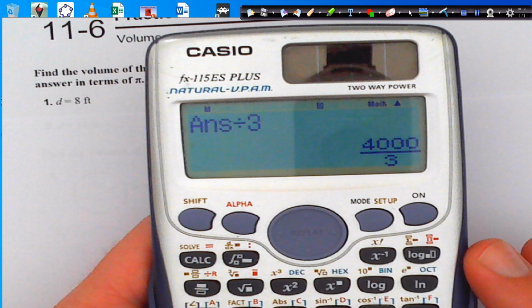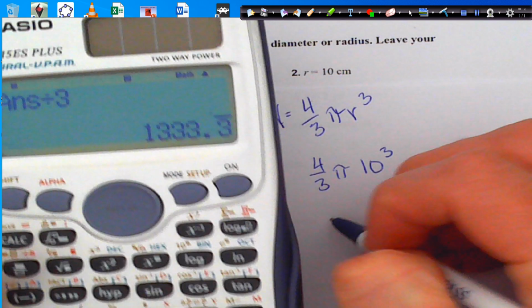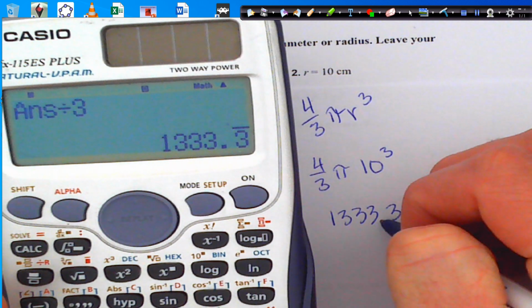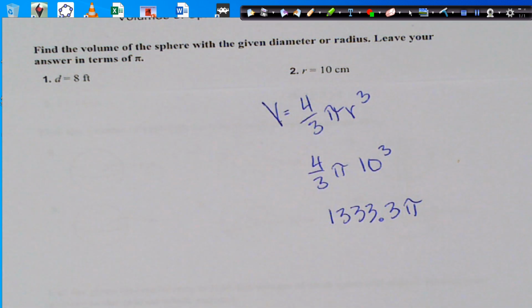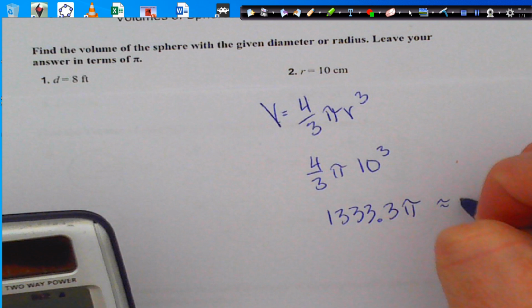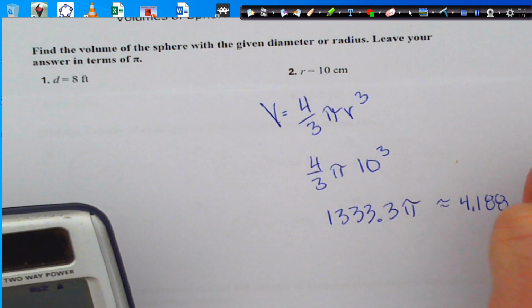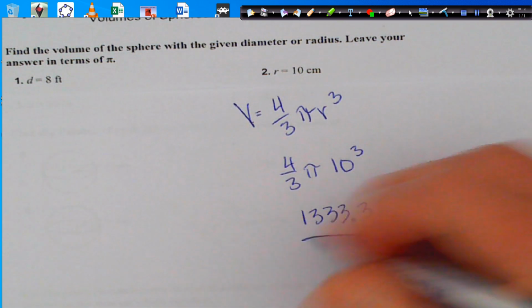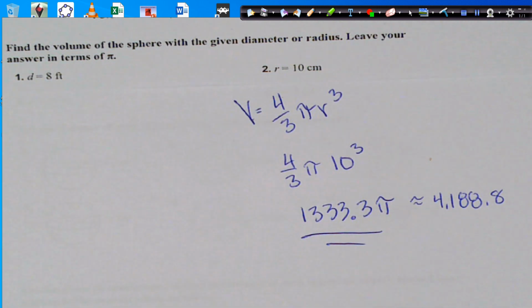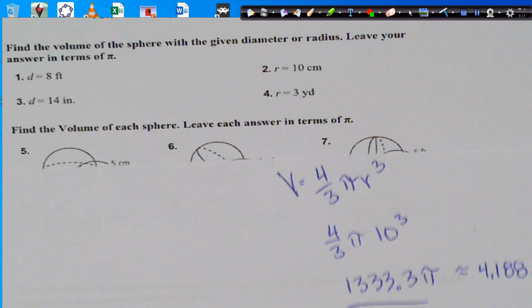And my calculator gives it to me like this. 1333.3, and then pi. Now, that's how I'd like you to leave your answer on the worksheet. Just round to the nearest tenth and put a pi on, and that would be sufficient. Or if you want, you can multiply that by the actual pi button on your calculator, and that would be approximately 4,188.8. Just leave your answer in terms of pi. I prefer this answer, but if you don't, then you could do the other one. So this is just plug it in and you're good to go.